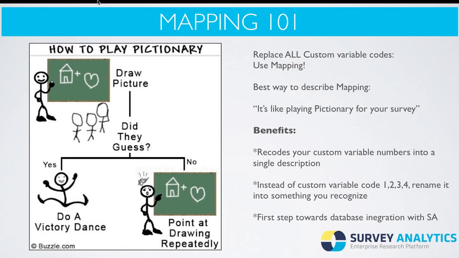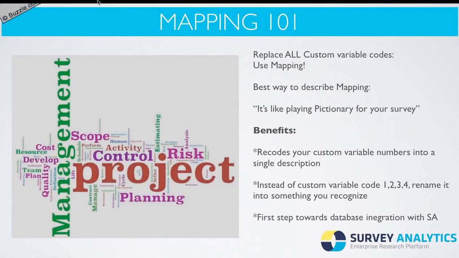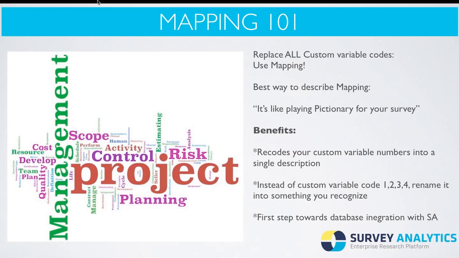So if you're going to use age, income, demographic information, or any profiling information that you've collected, and you want to be able to identify that in the raw data that you download, then mapping would be a good idea for you. Basically, it just recodes your custom variables into a single description, and it renames it into something you recognize. And it's a first step towards database integration with Survey Analytics. So this is just an example, using words instead of a bunch of numbers, so you know exactly what you're getting with your raw data, so you'll be able to do more profiling and segmentation as well.